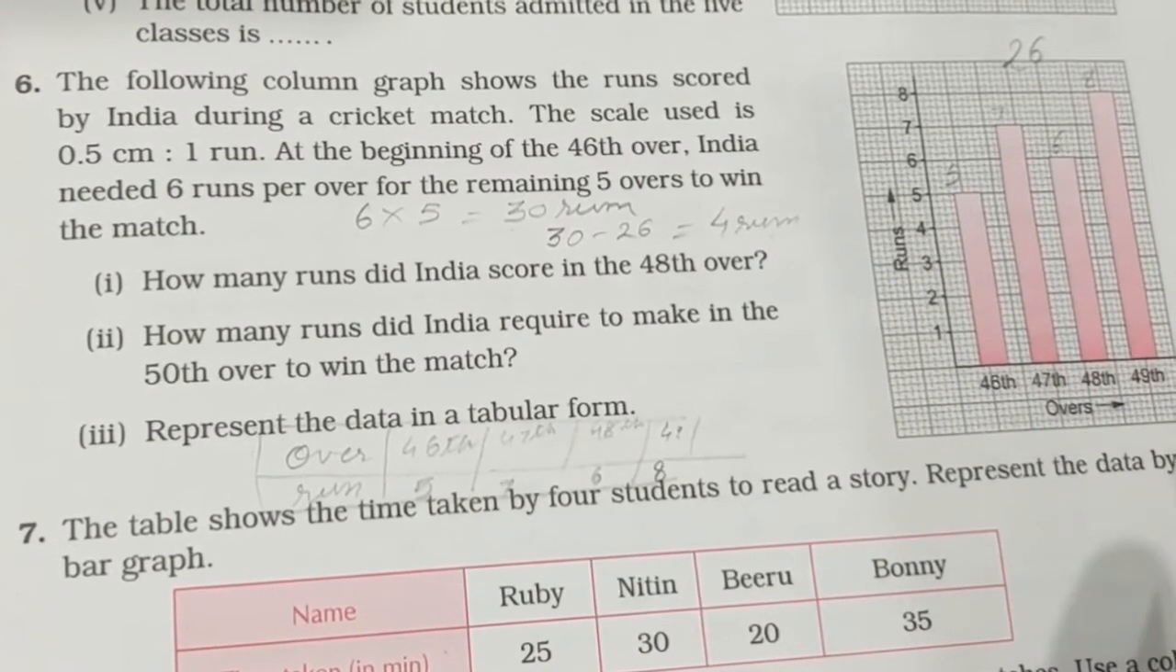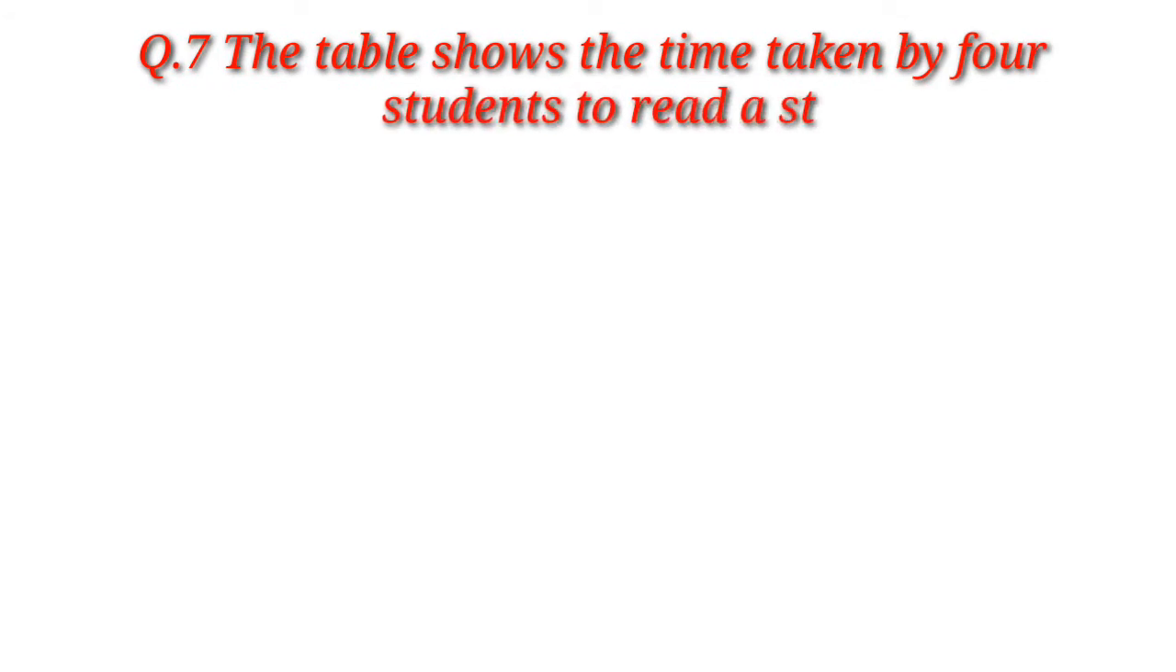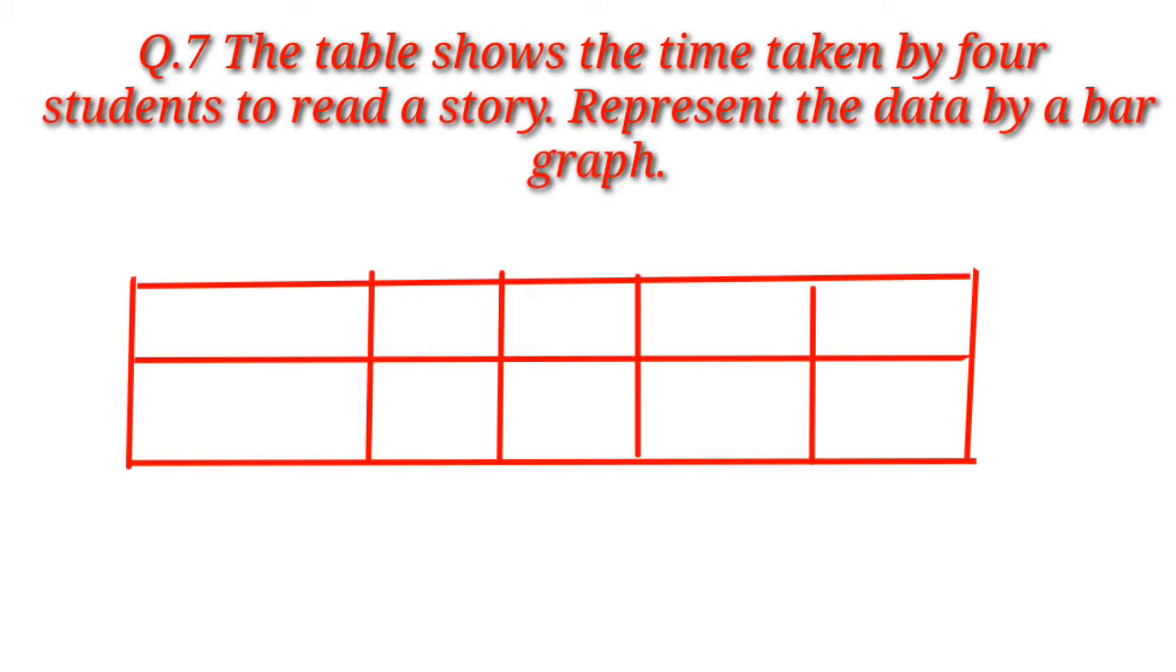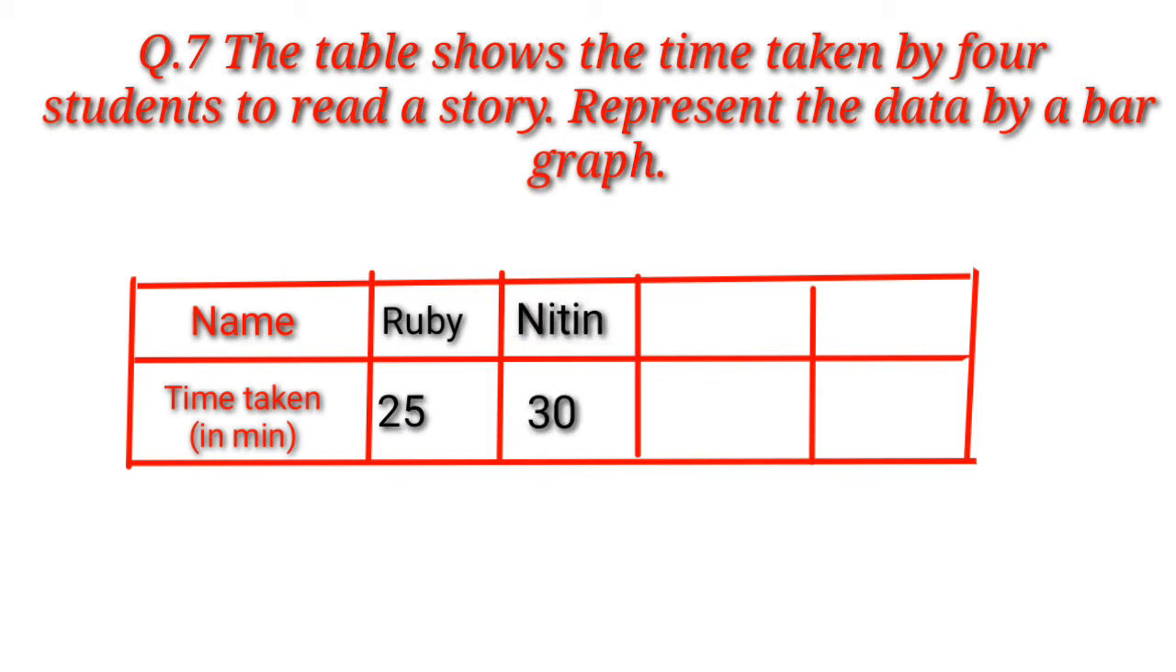Okay. Now question number 7. Question 7 is to prepare the bar graph. Let's read the question. The table shows the time taken by 4 students to read a story. Represent the data by a bar graph. Names and time taken in minutes. Ruby takes 25 minutes. Nitin takes 30 minutes. Biru 20 minutes and Boni 35 minutes.